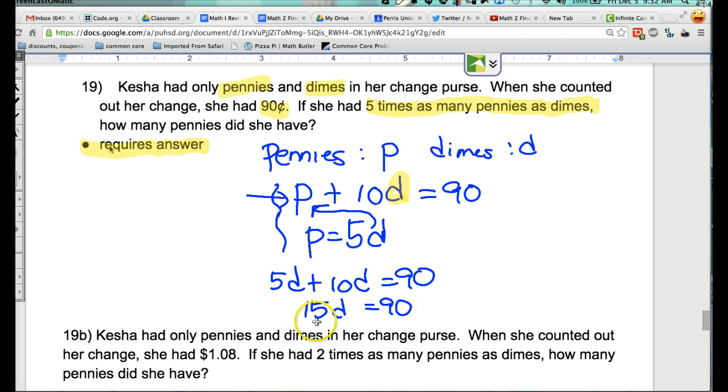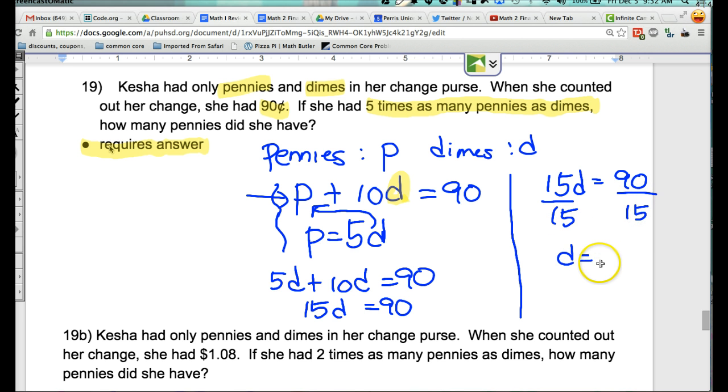Now for us to find out how many dimes we have, what do we have to do to both sides? We have to divide by 15. So 15D equals 90, and we divide both sides by 15. That gives me how many dimes? Yes, 6 dimes.